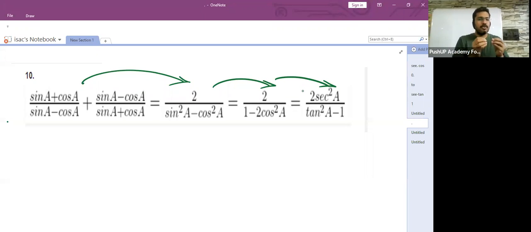My dear children, at least show that the first 2 expressions are equal. Okay, sine plus cos by sine minus cos plus sine minus cos is equal to 2 upon.